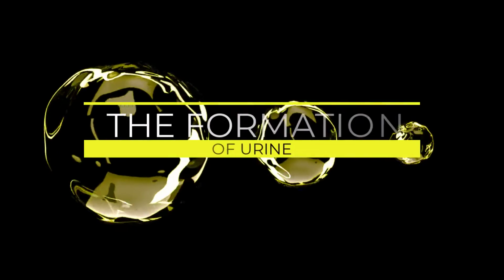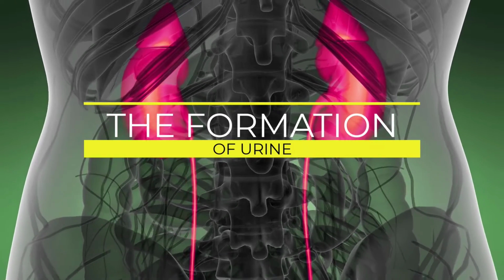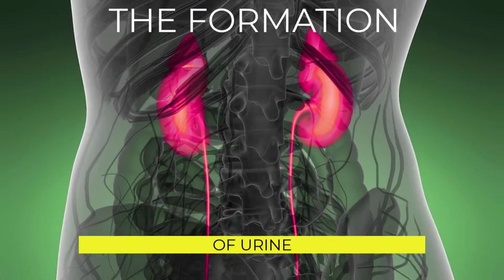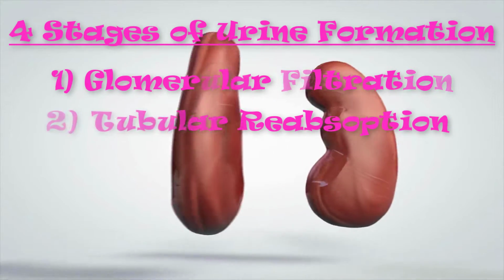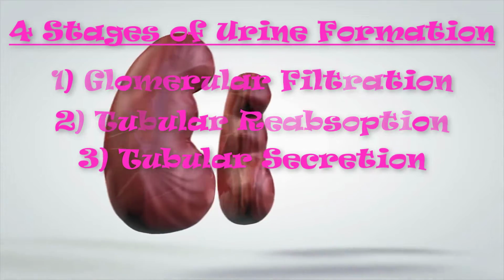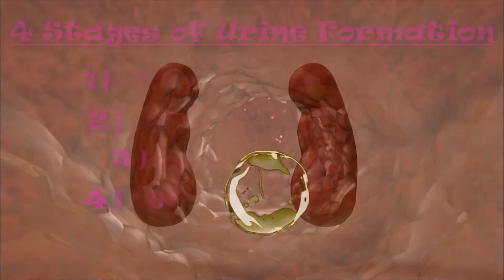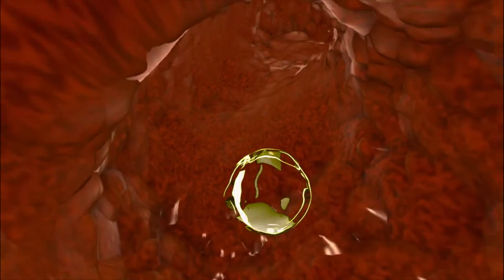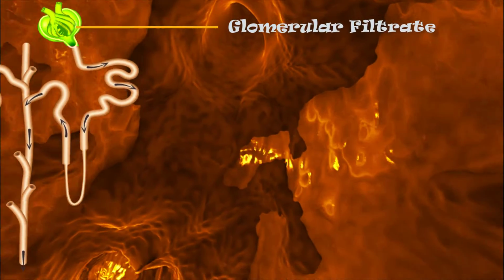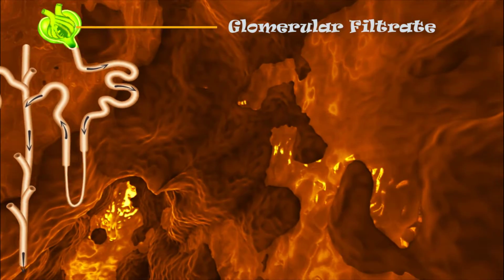Urine formation. The kidney converts blood plasma to urine in 4 stages: glomerular filtration, tubular reabsorption, tubular secretion, and water conservation. As we trace fluid through the nephron, we will refer to it by different names that reflect its changing composition.